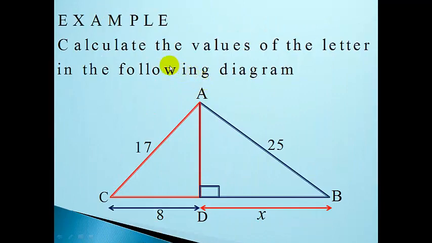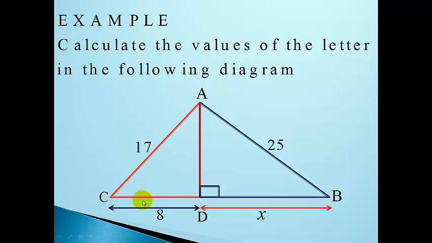Now let's look at this problem. Calculate the values of the letter in the following diagram. Considering this diagram, A, D, B is a right angle triangle. This is a 90 degrees angle.